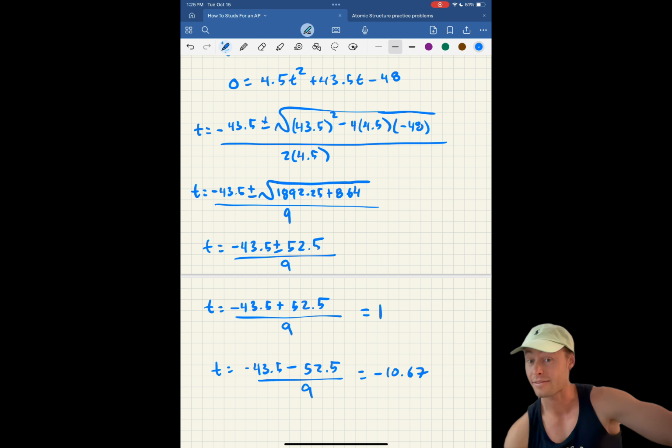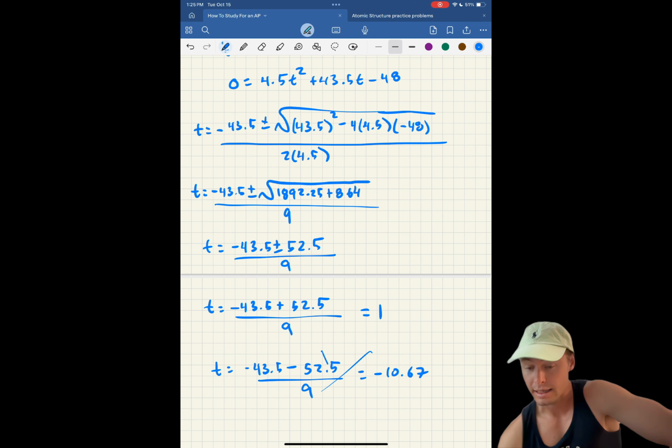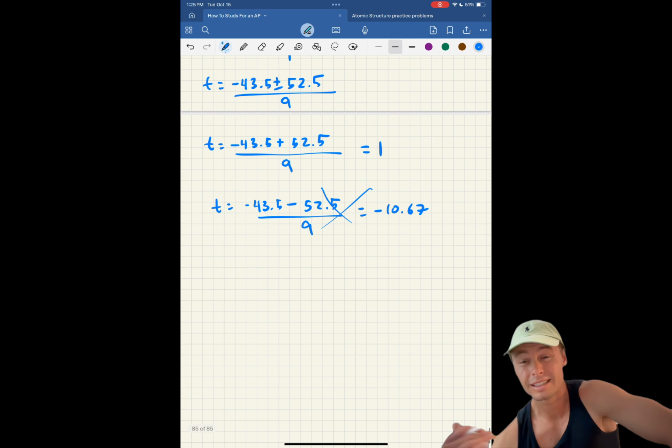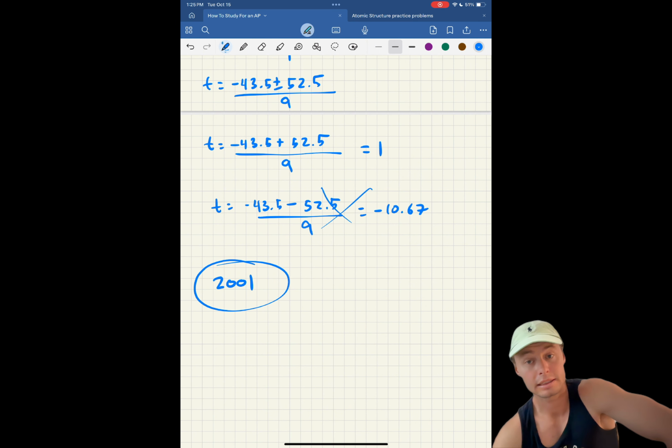Okay, so remember, these are numbers of years. Does it make sense to have a negative number of years? No, it doesn't, right? So you're not going to go with the negative answer. That one doesn't make sense in this real life context. But t equals 1 does. And remember, t represents the number of years after the year 2010. So in the year 2011, tablet sales will reach 65 million.